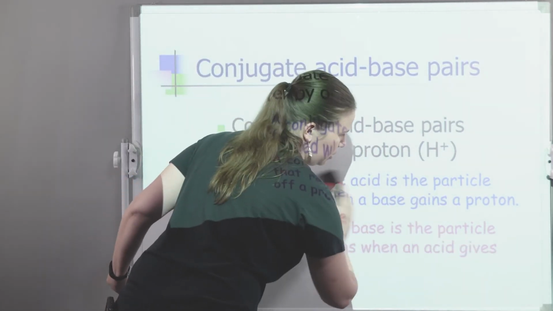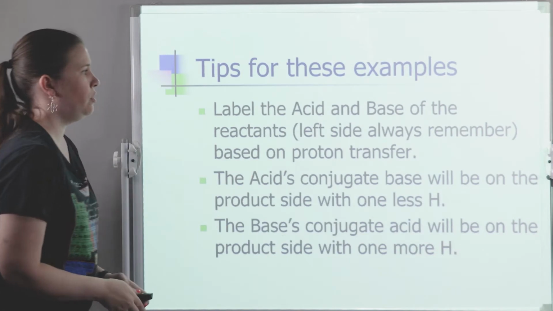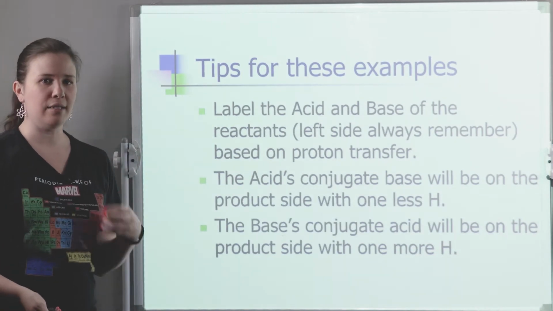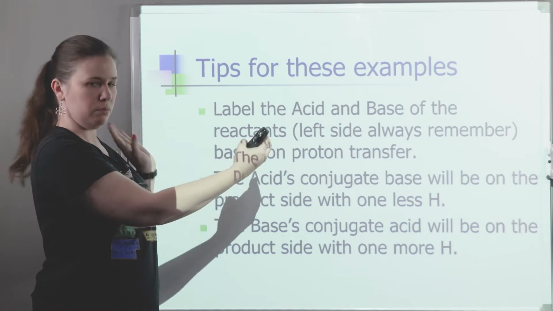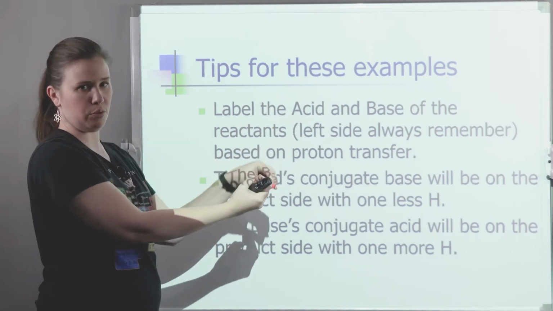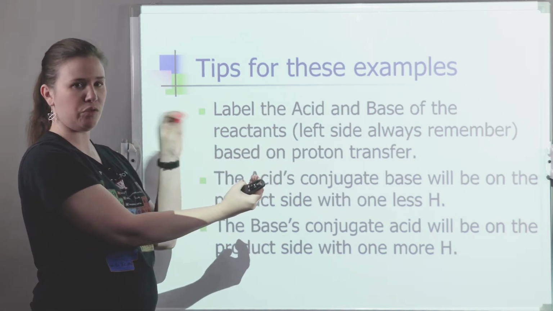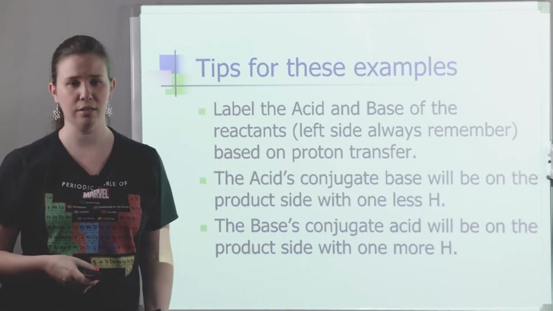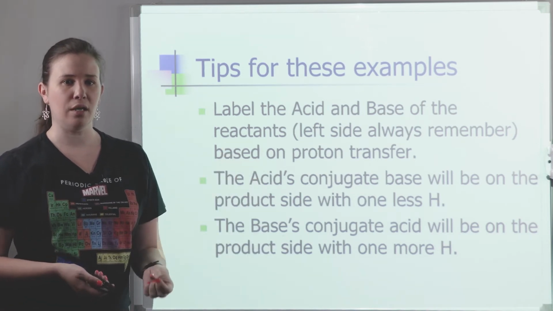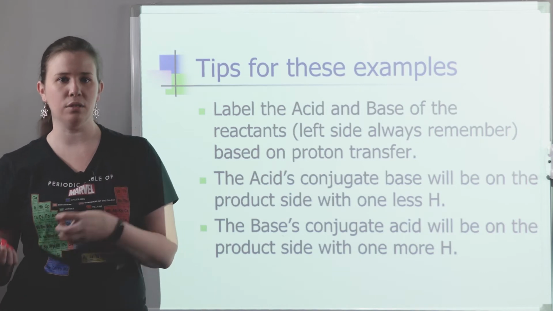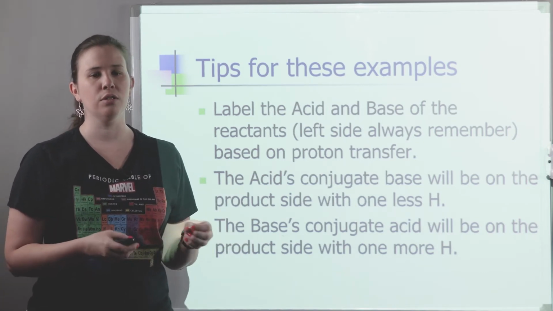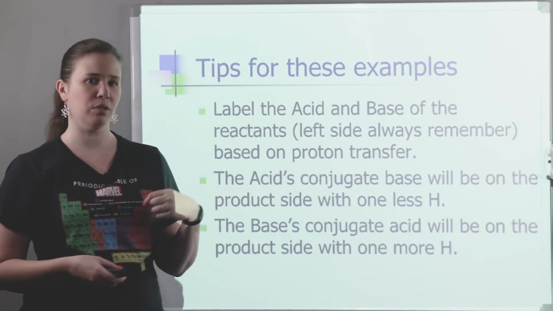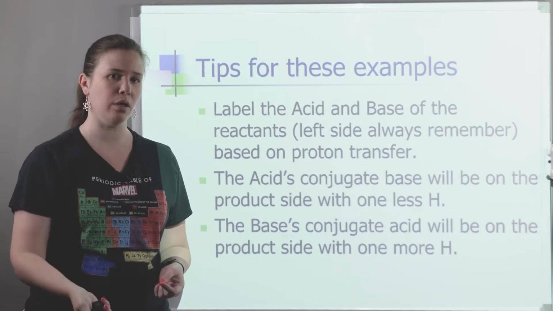So when you're doing these labeling problems, first you want to start with the acid and base. Those will always be on the left-hand side, the reactants. And to identify them, you have to find your proton transfer. Wherever the proton comes from is your acid, wherever it goes to is your base. Then we're going to look on the product side. The conjugate base is going to match up with the acid, except for it would have 1 less hydrogen. Whereas the conjugate acid would match up with the base, except for it would have 1 more H.